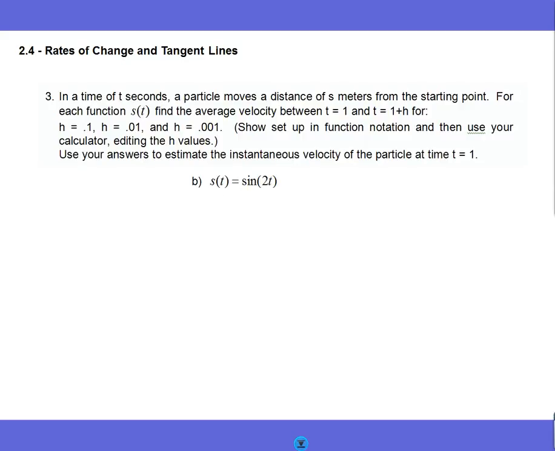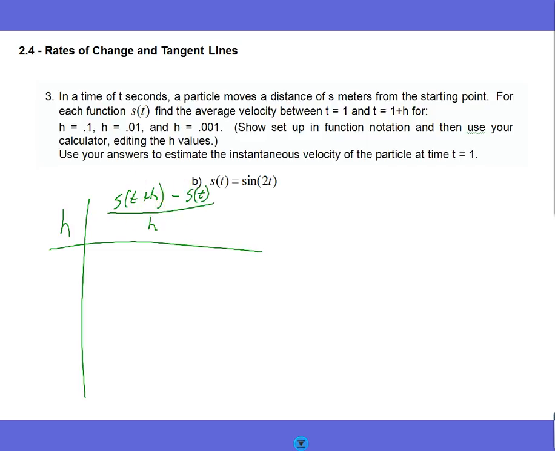So here's what I'm going to do. I'm going to help you out here and organize this data. What you want is an h, and they're asking for average velocity. So that's my difference quotient. That's s of t plus h, minus s of t, all over h.